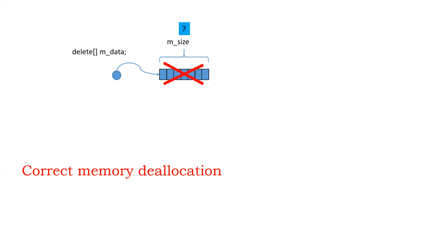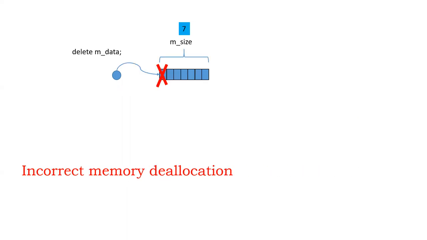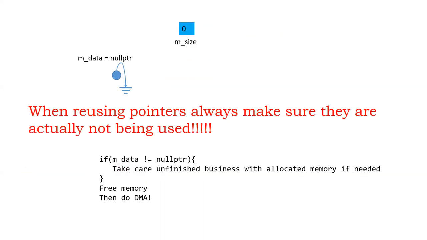If you incorrectly delete a piece of memory, what happens is that it only deletes the first element, and the rest is still memory leak. Okay? So when reusing memory, always make sure they are actually not being used. So that's why we always check with null. The standard thing between all programs is that when you deallocate the memory, set it to null. So later on, I can check it out, make sure it's null. It's not going to do it automatically. You have to do it yourself. Okay?